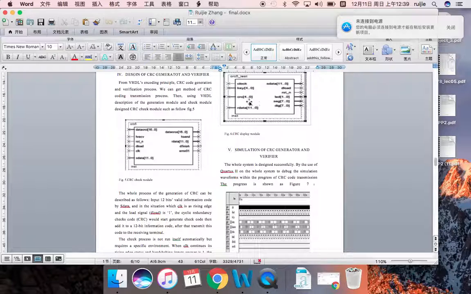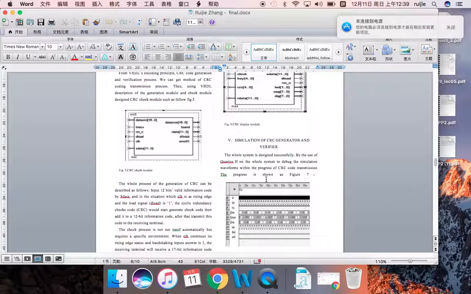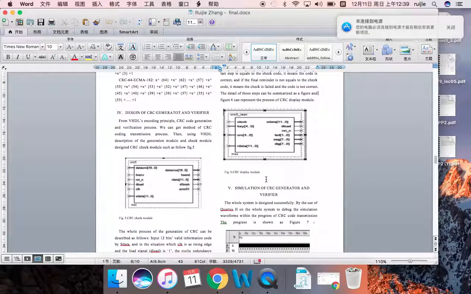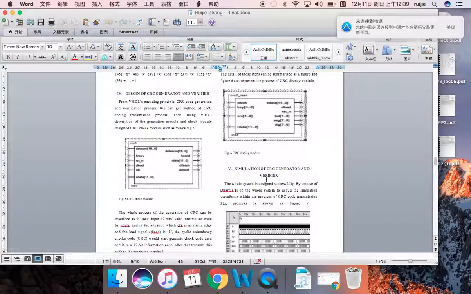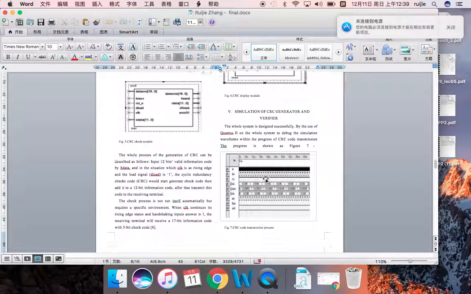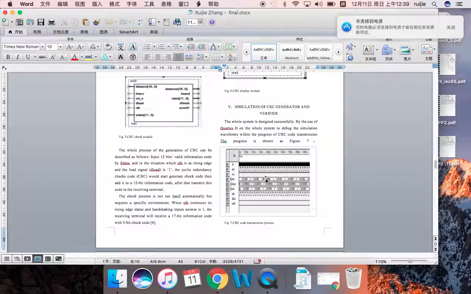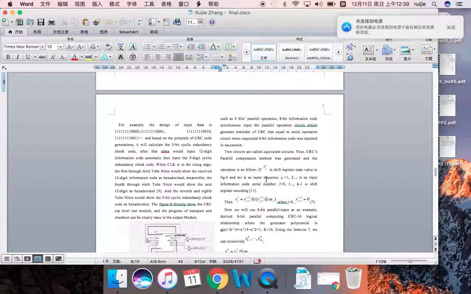After those upper steps, using the received 12-bit code word, divide by the generator polynomial. If the remainder from the last step is equal to the check code, it means the code is correct. And if the final remainder is not equal to the check code, that means the check has failed and the code is not correct.